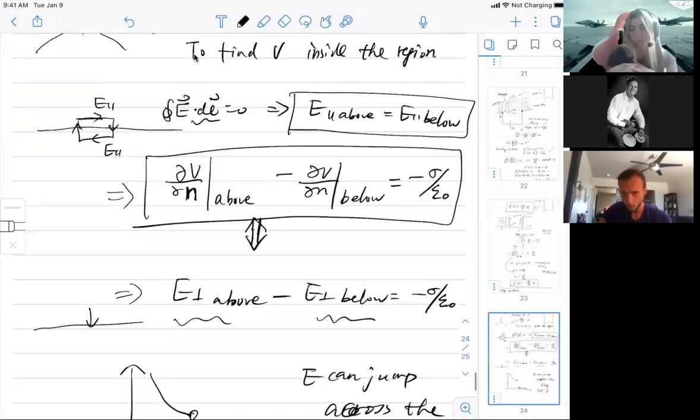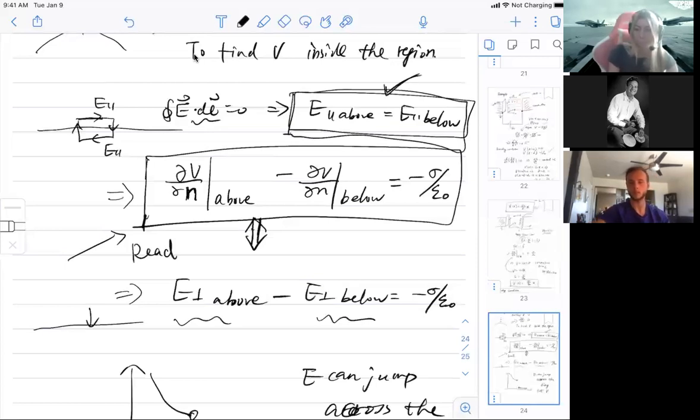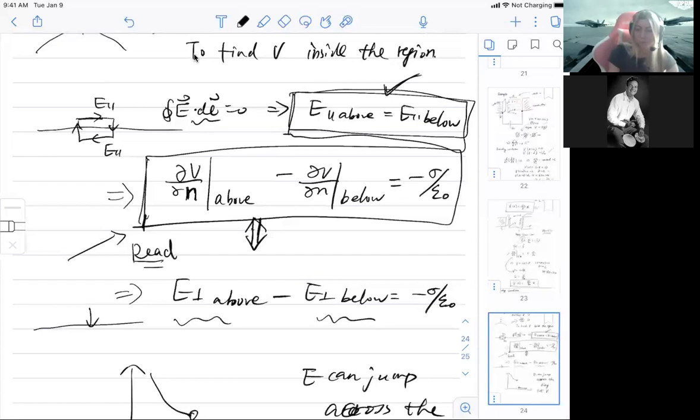So I want you to go back to your book and make sure you read the derivation for this particular question. We did a really quick derivation for the first one, but we didn't do the second one. So make sure you read your book on the second, okay?